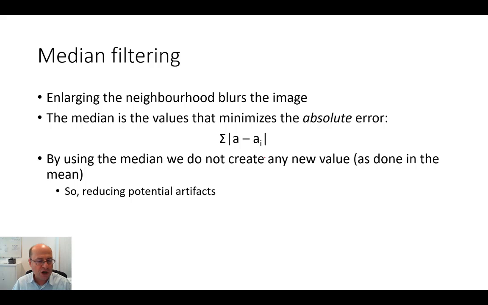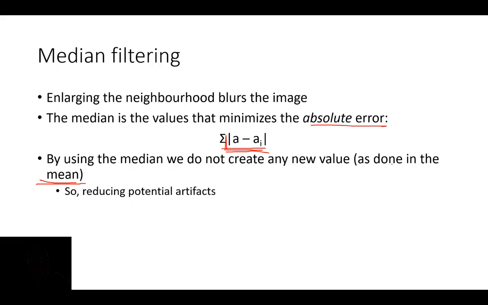Why does it work? The median represents the value that minimizes the absolute error, and not the squared error. By using the median, we do not create any new value as is done with the mean. When you use the mean, you are creating a value that's not in the image, whereas with the median, you just pick one of the actual intensity values in the image.